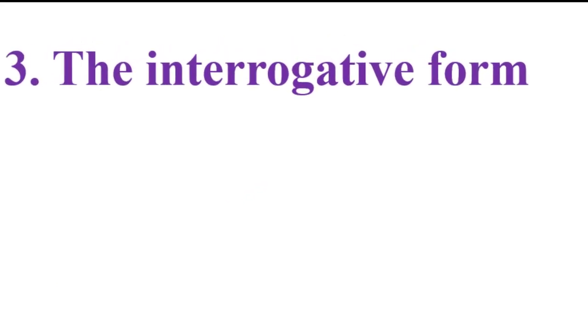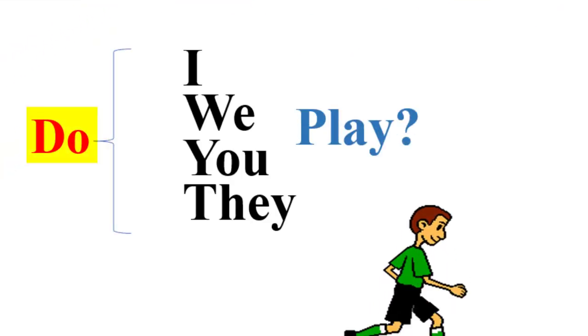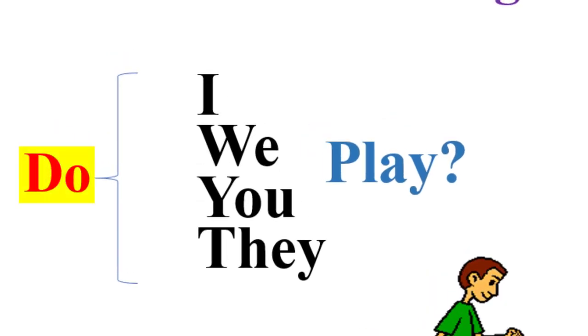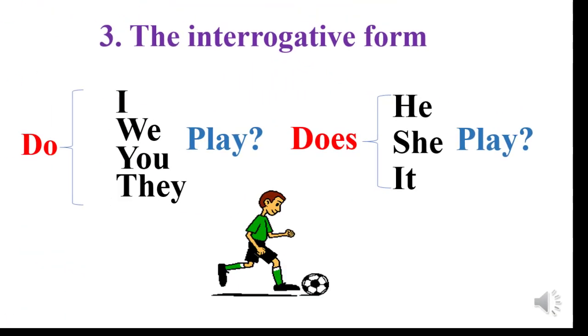Let's go now to the third situation, which is about the interrogative form. In the interrogative form, we start with do plus subject plus the verb, which means do I play, do we play, do you play, and do they play. Does he play, does she play, does it play?